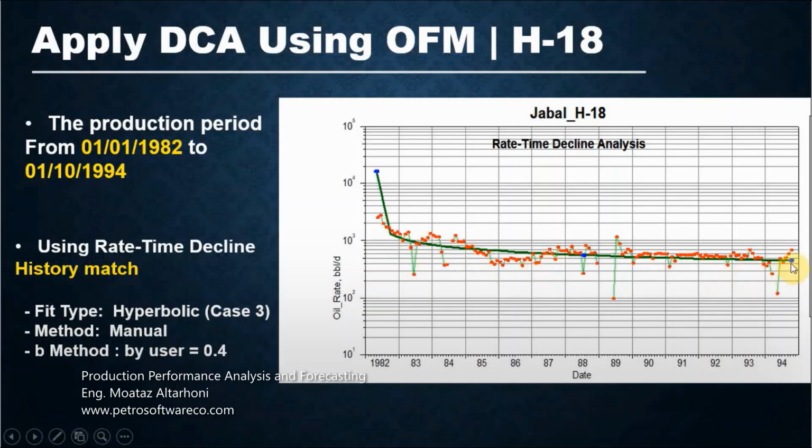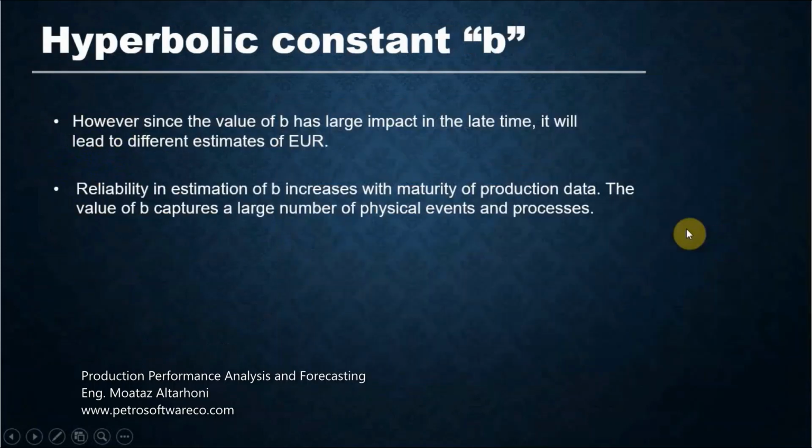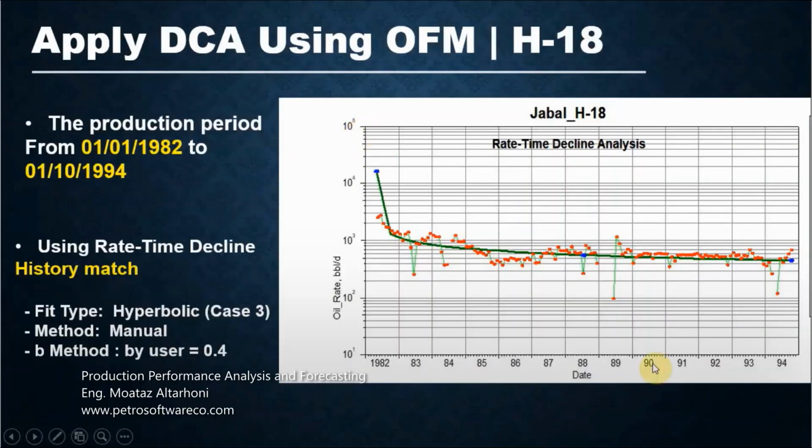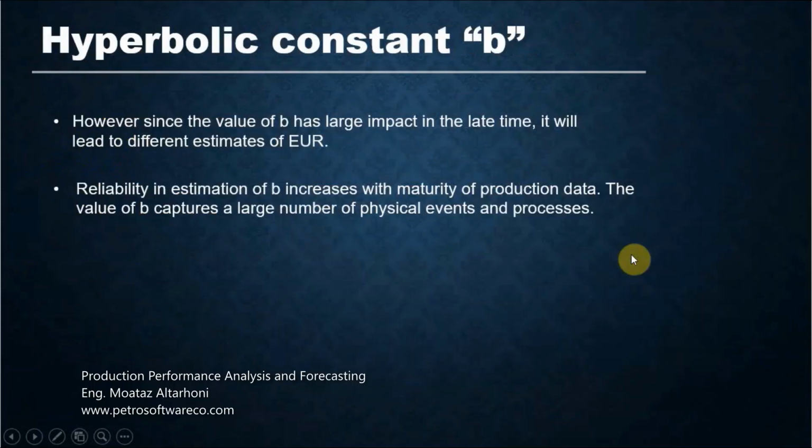So B works with us at late time. Maybe in the first times we can see it as a constant, and it may show as a straight line as in the exponential method, but that will be different if we have a different curve here. So B must be changed depending on the late time, which has more effect, and will give us a different estimation of reserves.